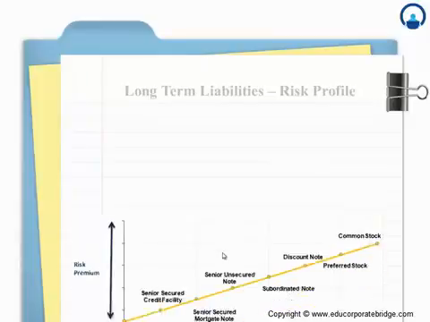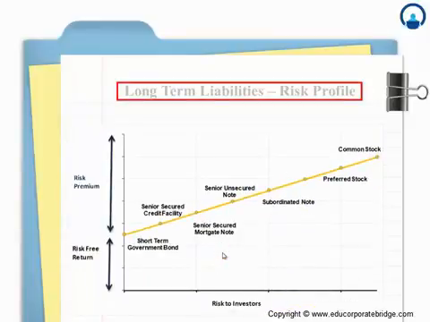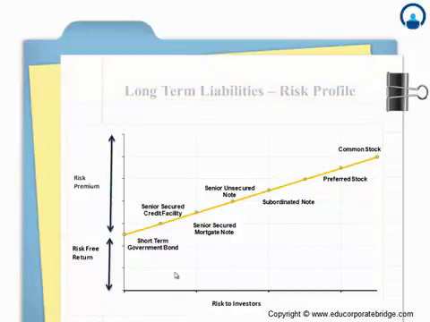Let us now look at the risk profile associated with the long-term liabilities. So long-term liabilities can be of different types anyways, but there can be different risks attached to it. On the x-axis we have represented the risk to investors, and on the left hand side this is basically the return that the asset or the security may require from its investment.